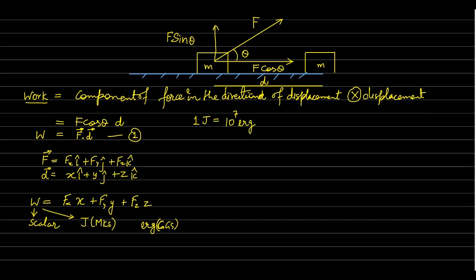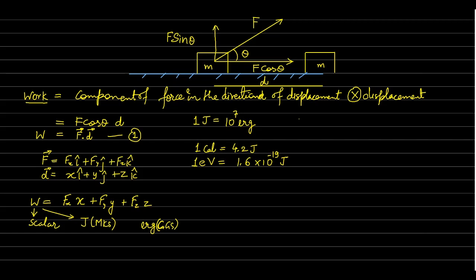Similarly, one more unit is calorie. 1 calorie you can write as 4.2 joule. One more unit is electron volt. Remember that 1 electron volt is 1.6 into 10 raised to minus 19 joule. So these are some units of work done.